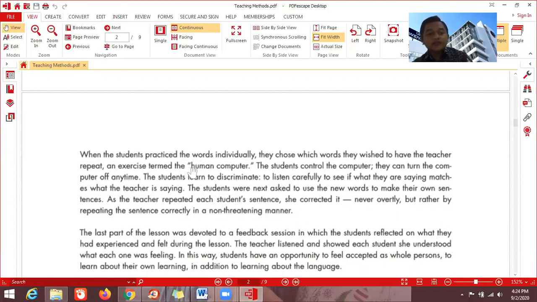And an exercise termed the human computer. So basically, the teacher does not ask the students to repeat over and over like the audiolingual method, but it's the other way around. The students ask the teacher to repeat parts that they don't understand. For example, excuse me, sir, can you please repeat this word? Okay, it's veline, veline, not velin, veline. But the one who says the word is the tutor or the teacher, yeah?